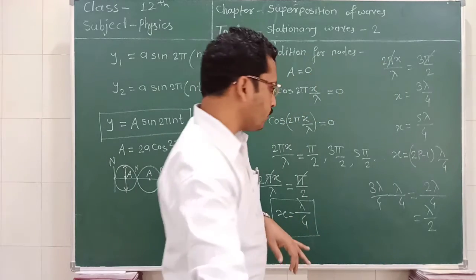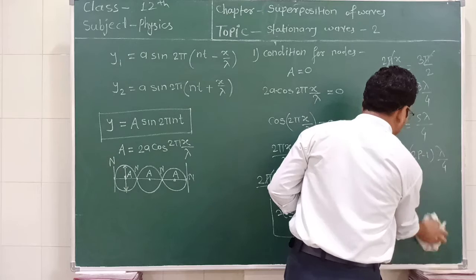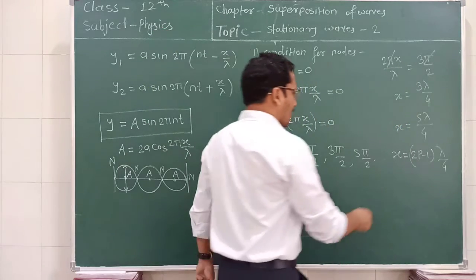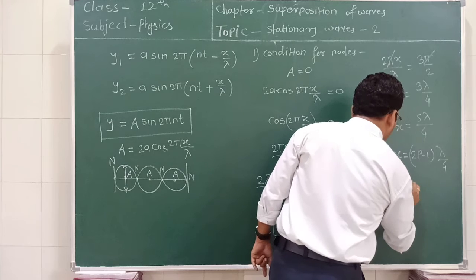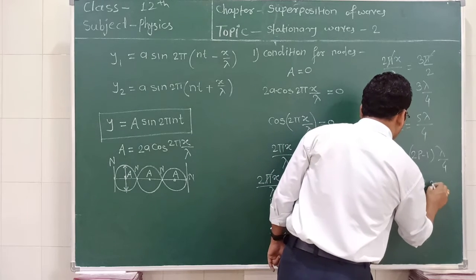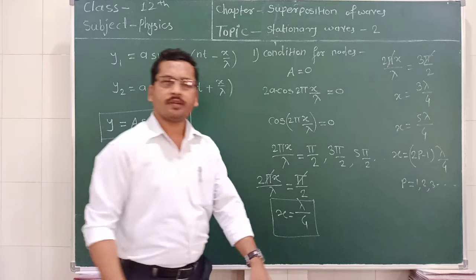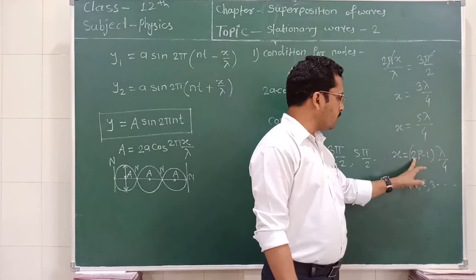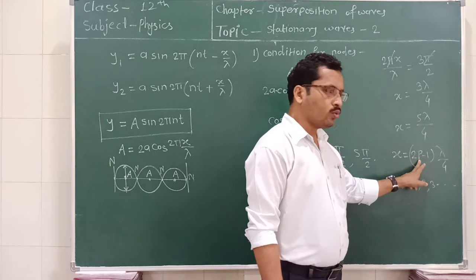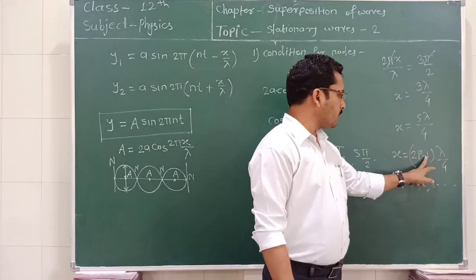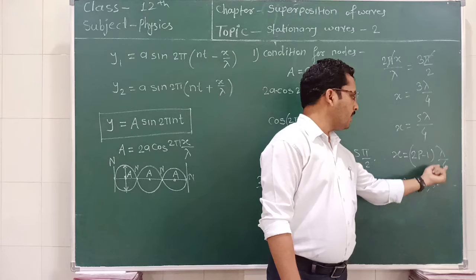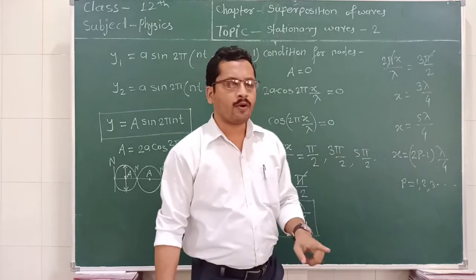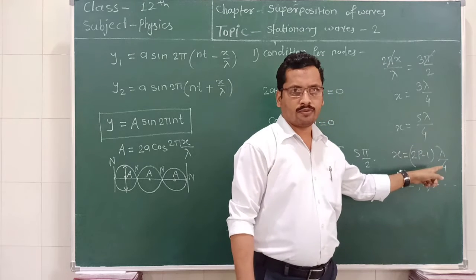What does 2p minus 1 indicate? This 2p minus 1 indicates the odd integer, and this p varies from 1, 2, 3 up to infinity. So if we keep p equal to 1 here, it is 2 multiplied by 1, which is equal to 2, minus 1 comes to be 1, and 1 multiplied by lambda by 4 is equal to lambda by 4. So the first node will be formed at lambda by 4.